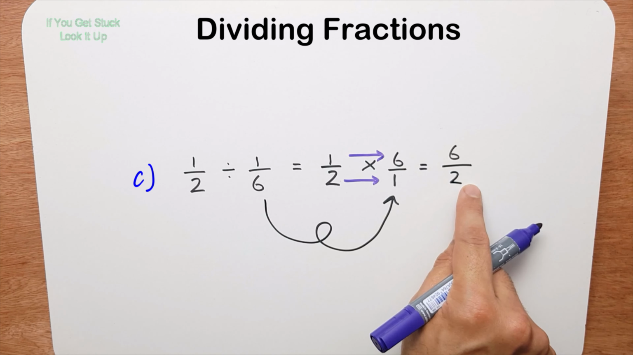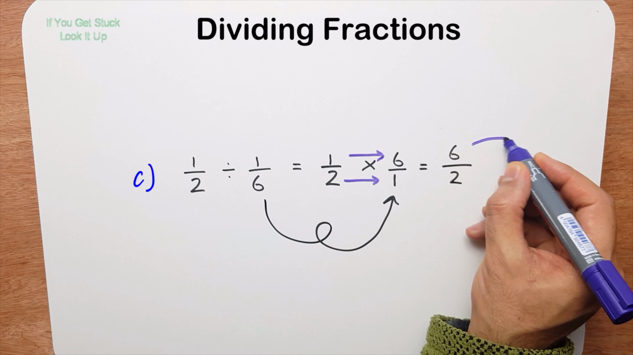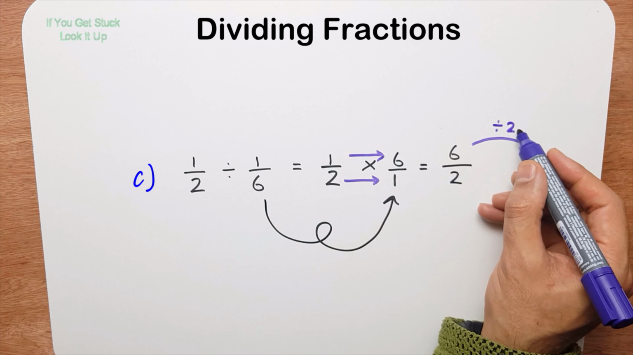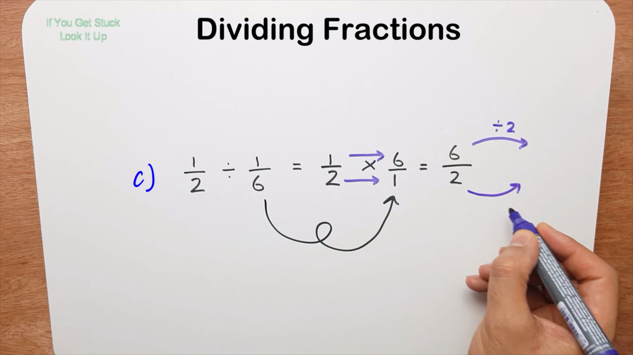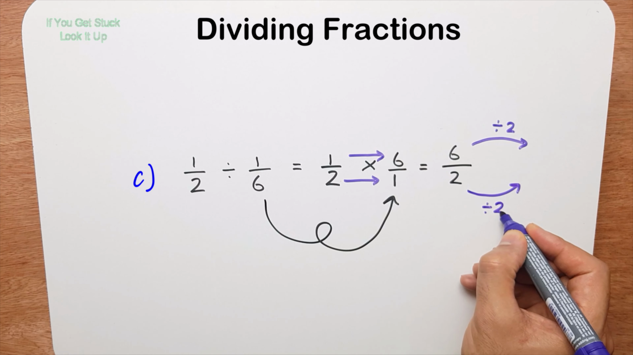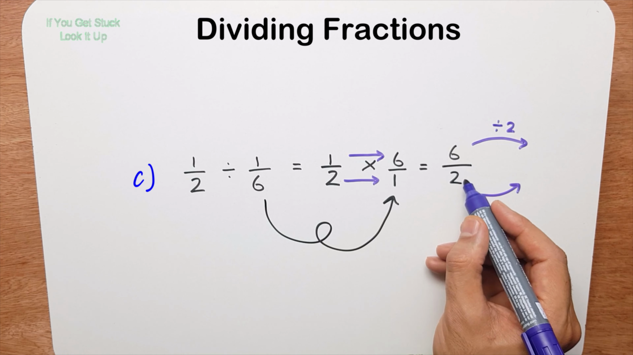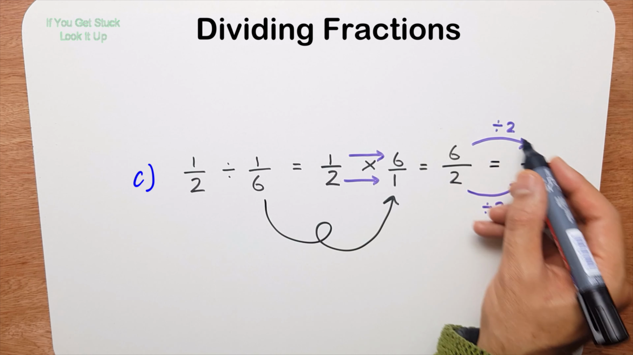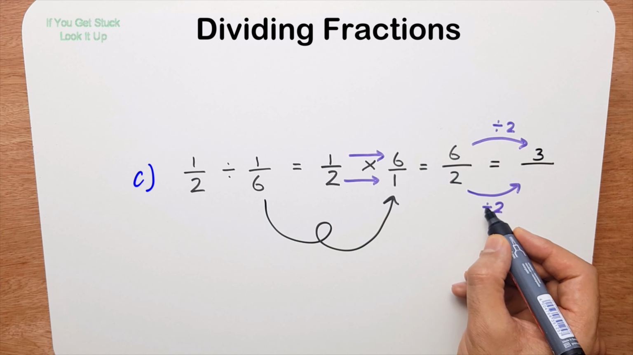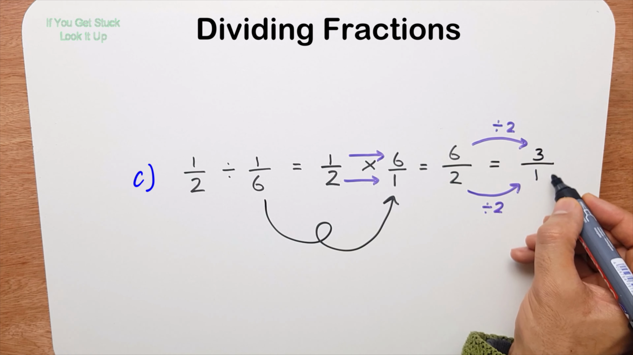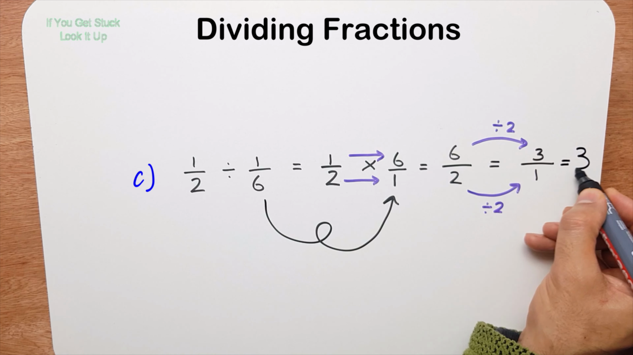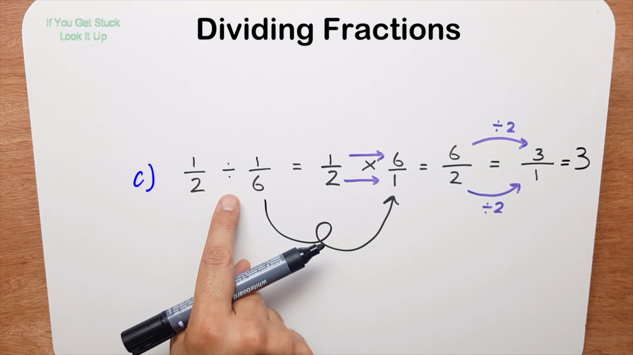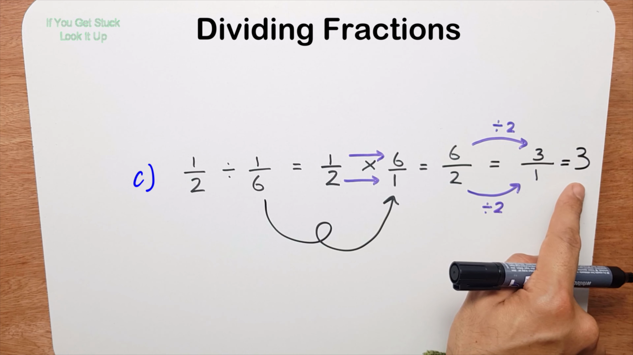Now I can see I can simplify this. I can divide the top number by 2 because it's even, and whatever I do to the top number, I have to do to the bottom number. So I can divide the bottom number by 2 as well because they're both even. 6 divided by 2 is 3. 2 divided by 2 is 1. And 3 divided by 1 is 3, because any number divided by 1 is that number. So I can say 1/2 divided by 1/6 is equal to 3.